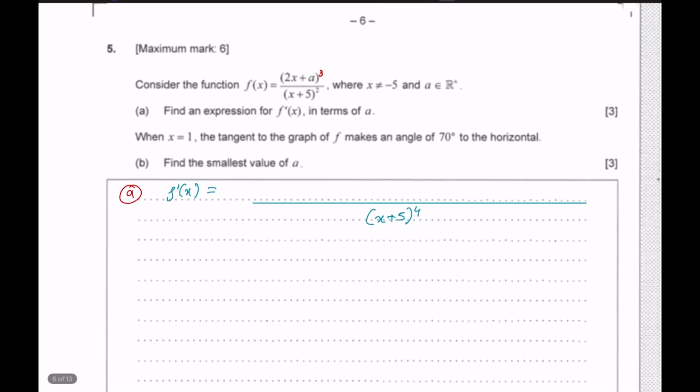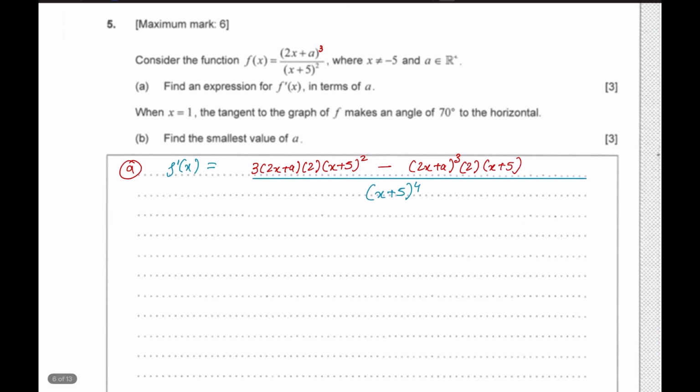So this becomes 3 times 2x plus a, and differentiation of 2x plus a is 2. And the denominator remains constant. Minus. Now the numerator remains constant. And then differentiation of the denominator would be 2 times x plus 5, and differentiation of x plus 5 is 1.